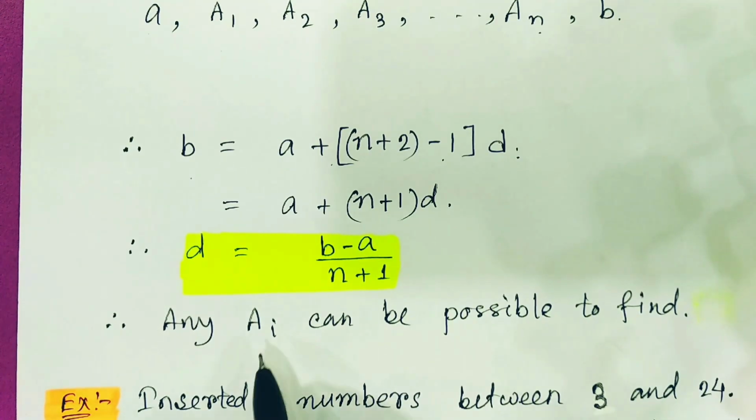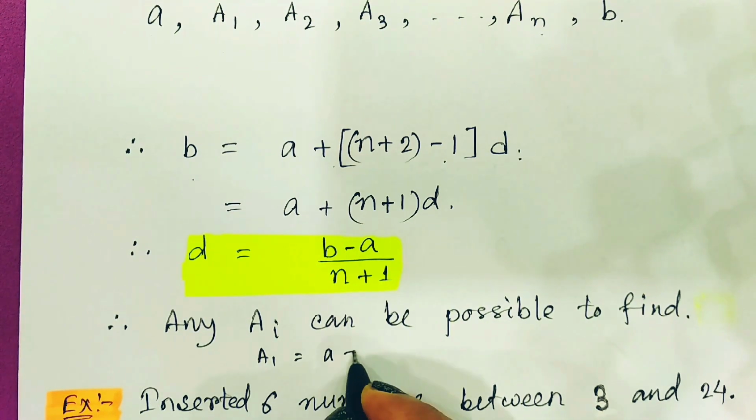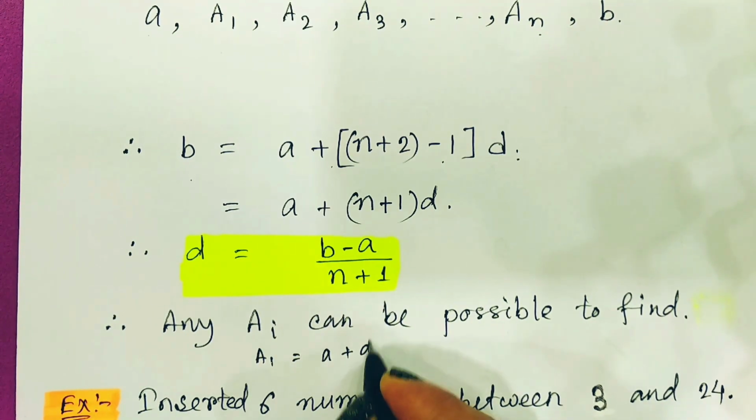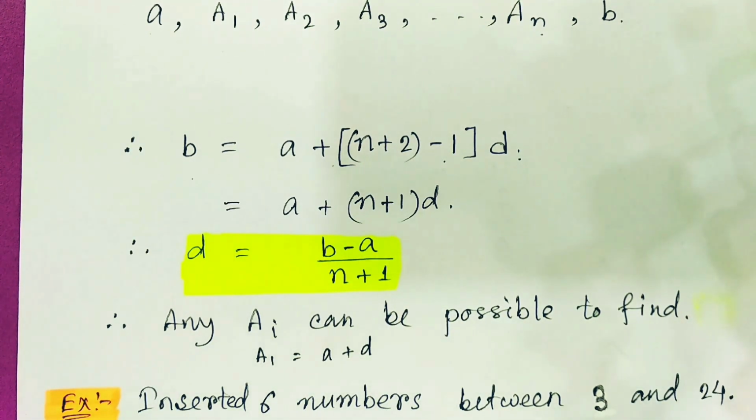Now for any Ai we can find it very easily. If we want to find A1, then we know this is the first term plus the common difference d. So d we have, A we have, and we can find A1 easily. Likewise, all the rest of the terms we can calculate.